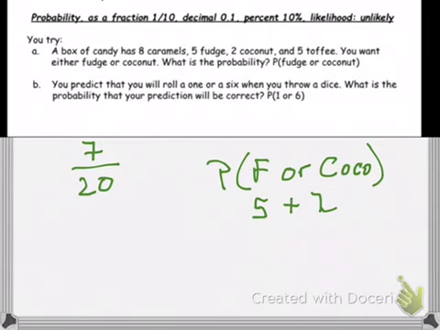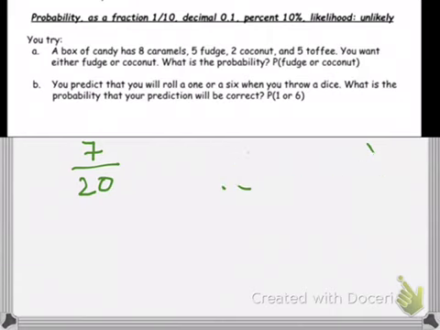Let's take a look at the second one. Get rid of this really quickly. And let's take a look at this one. Okay, you predict that you will roll a 1 or a 6 when you throw a dice. What's the probability that your prediction will be correct?